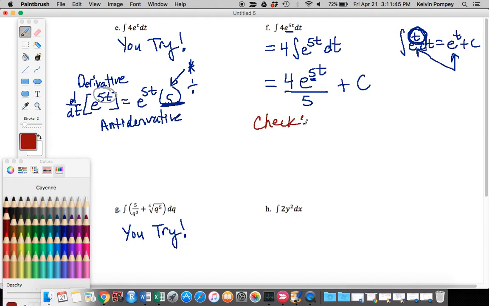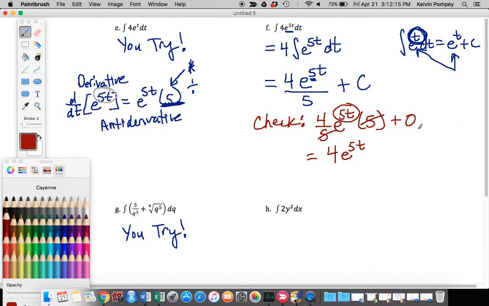Now, this is weird, so I'm going to check it. I'm going to do the derivative of my answer, right? Well, my 4/5 is going to stay out there. I'm going to do the derivative of e to the 5t, which is e to the 5t. I have a chain rule, multiplied by 5, because that's the derivative of that part. These 5's cancel, and I'm left with 4e to the 5t. Note, the derivative of the c here would be like putting a plus 0 there. I didn't decide to do that.